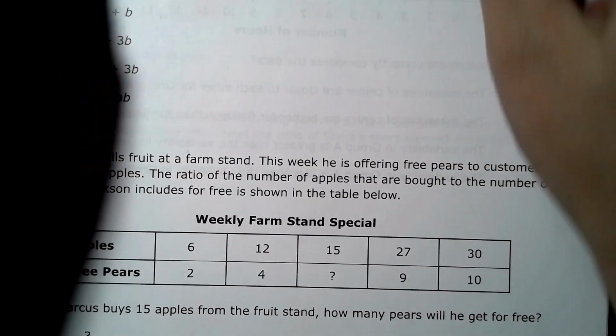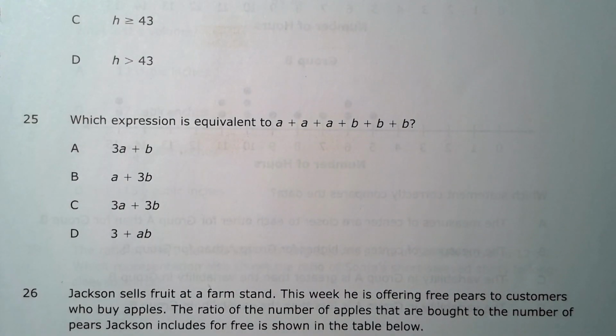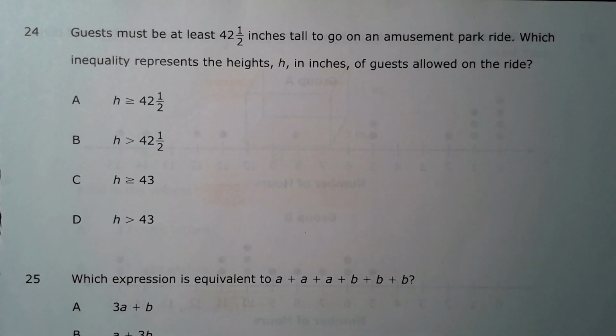We're going to do... Whoop, that's the wrong one. That's still the wrong one. There we go. Number 24. For number 24, it says, guests must be at least 42.5 inches tall to go on the amusement park ride. Which inequality represents the heights, h, in inches, of the guests allowed to ride?